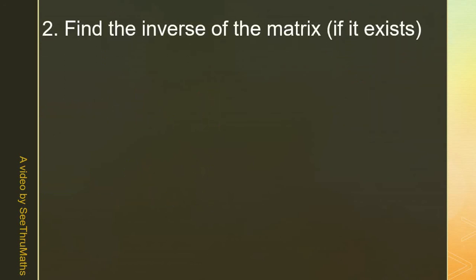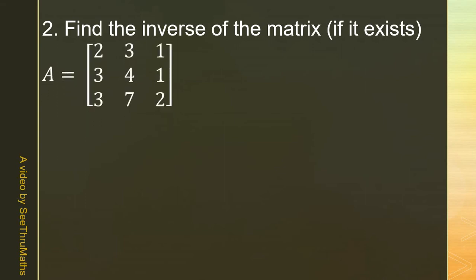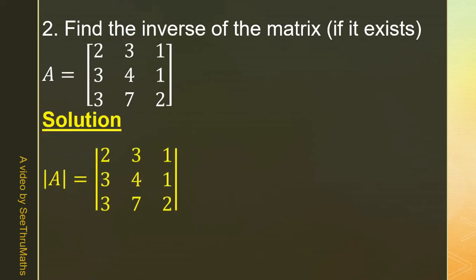Now we go to the next problem. Find the inverse of the matrix if it exists. And A is given, it is a 3 cross 3 matrix. Definitely this is a square matrix. The first condition for inverse is satisfied. So the second condition, find the determinant of A.